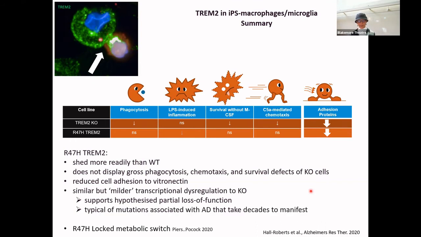It's not as severe as a TREM2 knockout. But this is very typical of the mutations that we want to study that are associated with Alzheimer's or other neurodegenerative diseases, because these are all diseases that take decades to manifest themselves. And so inevitably, the things that we're looking at on a cellular level are going to be pretty subtle. We have to work quite hard to find them, but they are there. We just need to know how to look for them.